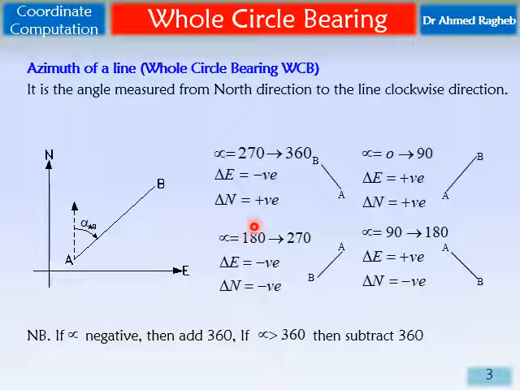If you're going to divide the axes of the coordinate system into 4 quadrants, then this is the first quad, this is the second quad, the third quad, the fourth quad. You will find that any line having a bearing of from 0 to 90 degrees will be in the first quad, 90 to 180 in the second, 180 to 270 in the third, 270 to 360 in the fourth quad.